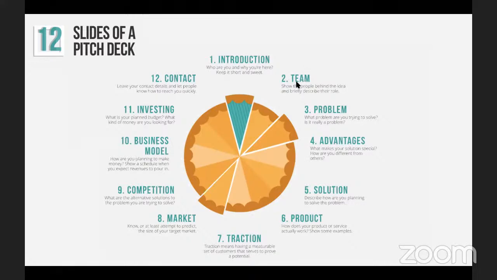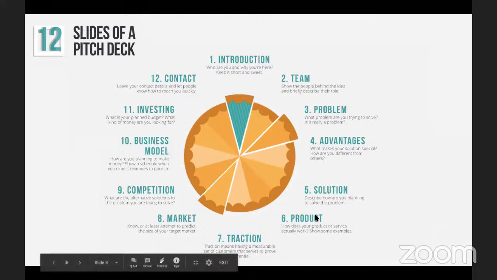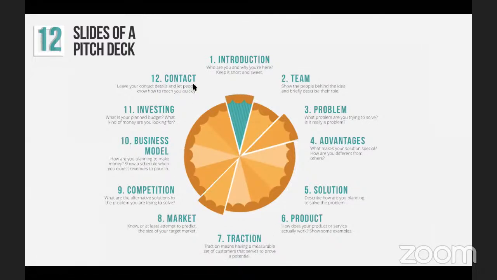The team slide, then the problem slide in 3 clear, direct, and undisputed statements. So you don't want them questioning, is this an actual problem? Is it something that needs solving? So solid and undebatable. Then advantages, solution, the product that you're offering, traction, market, competition, business model, investing, and finally the contact slide.